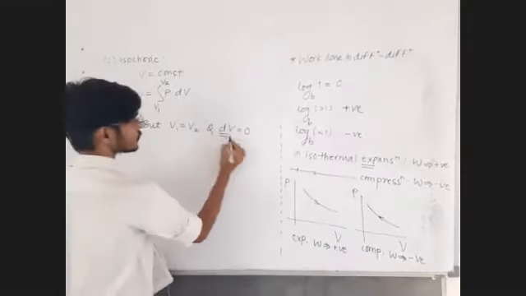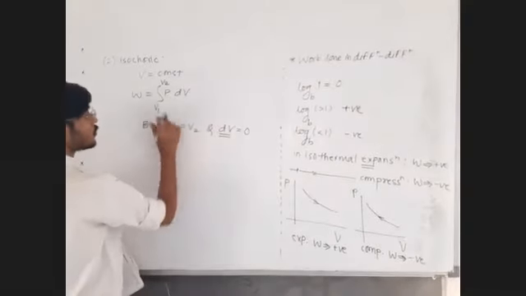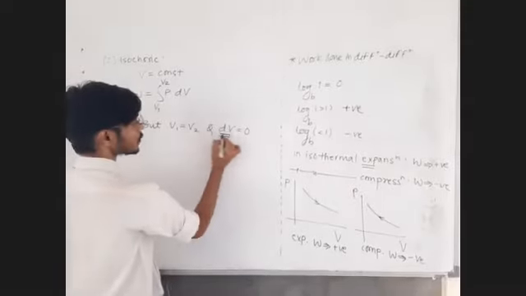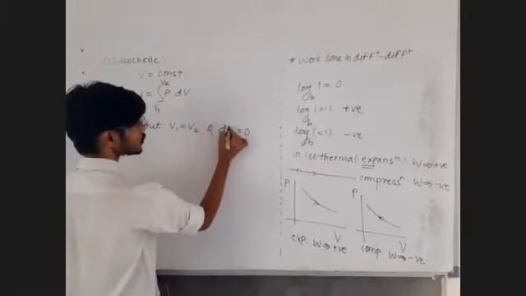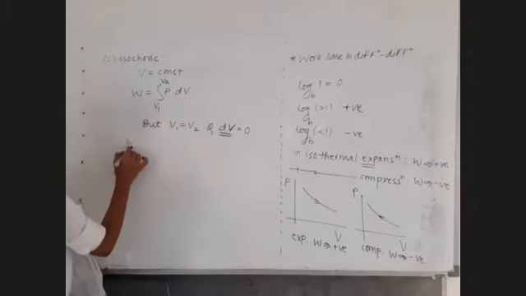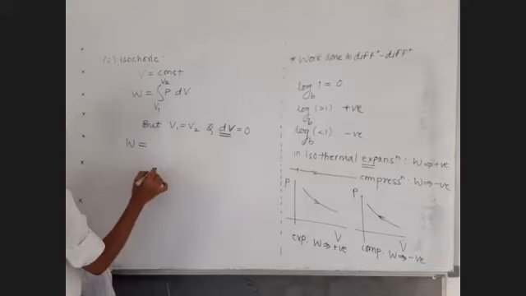Okay. During the process also, not only are the initial and final volumes the same, but even a very small change in volume during the process is zero. Volume is not at all changing. Okay, this is not a cyclic process.